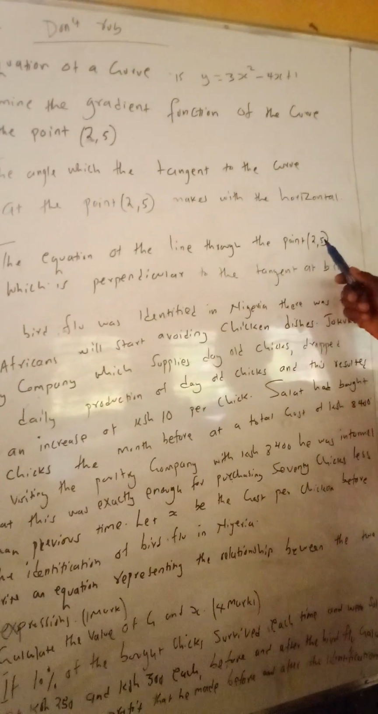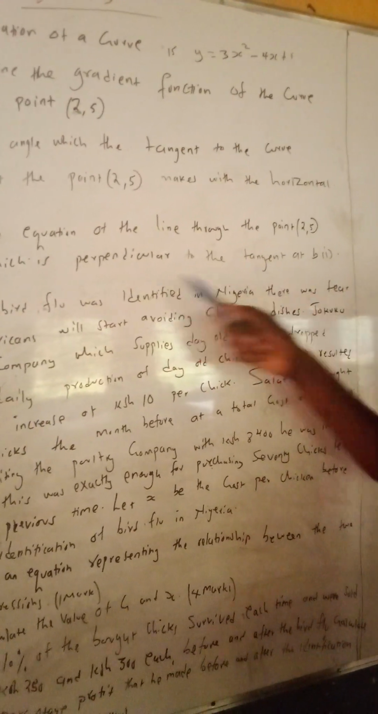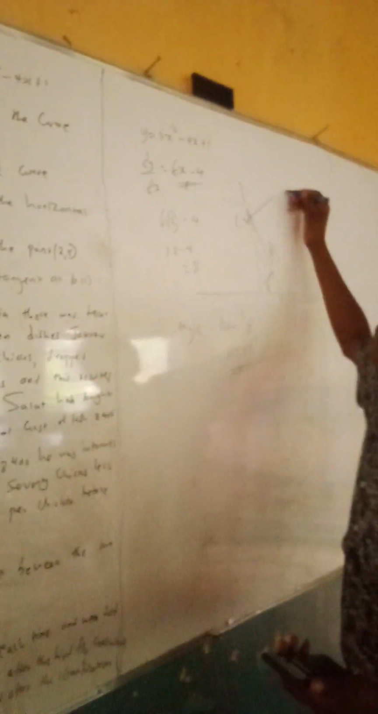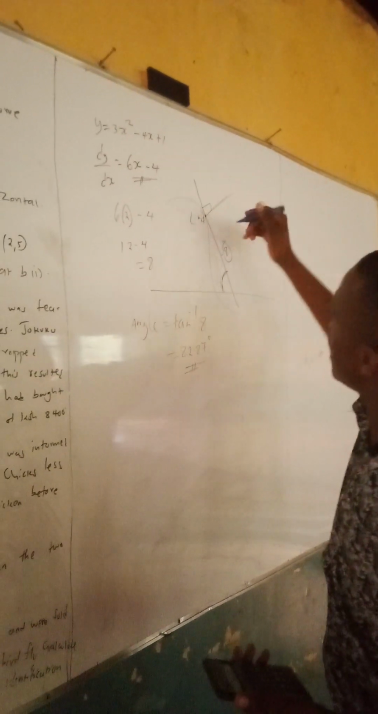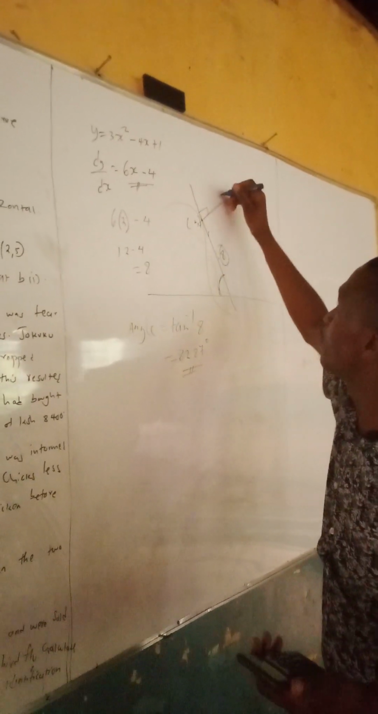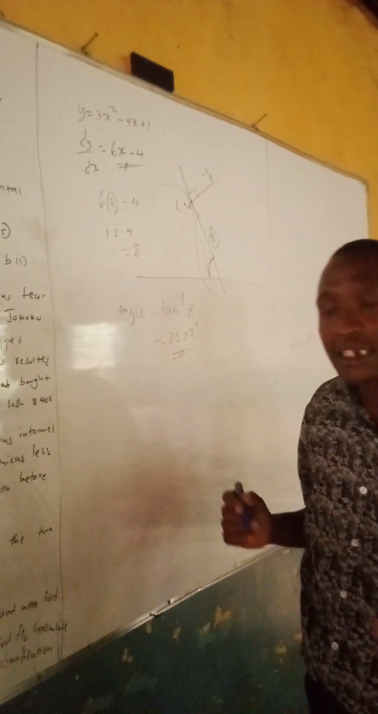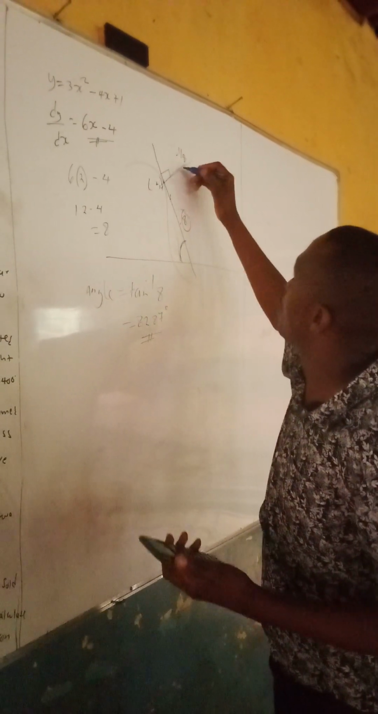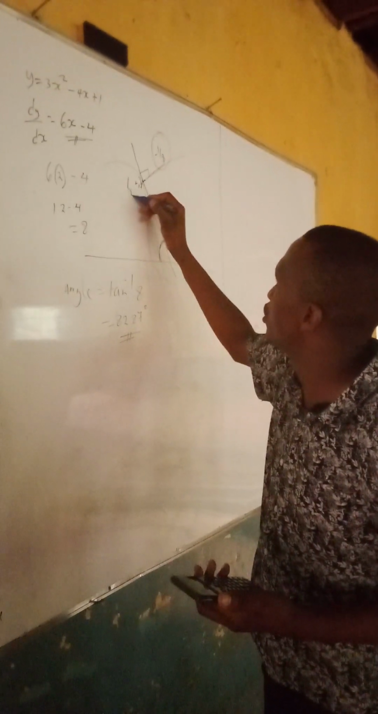Another question is the equation of the line through the same point (2, 5), which is perpendicular to the tangent. Perpendicular is actually the word normal. This one I have just drawn. When lines are perpendicular, m1 times m2 must be negative 1. If you know the gradient of this tangent is 8, then the gradient of this one will be negative 1 over 8. When you say negative 1 over 8 times 8, you will get negative 1. So we have to know that this normal has gradient negative 1 over 8, and it is passing through the same point (2, 5).